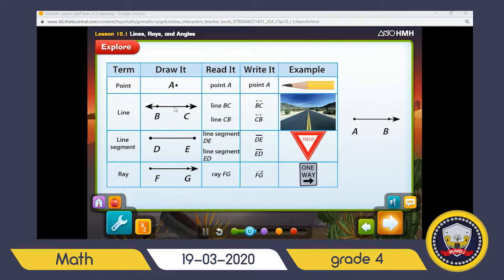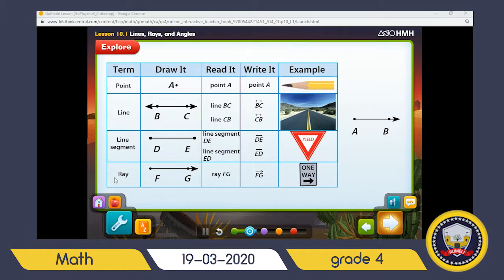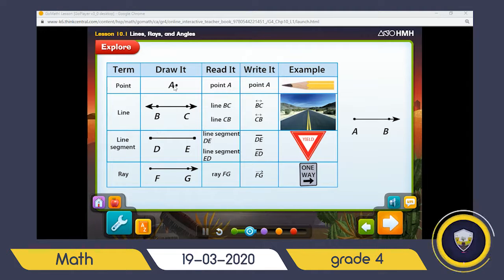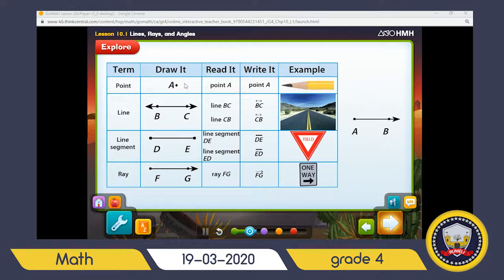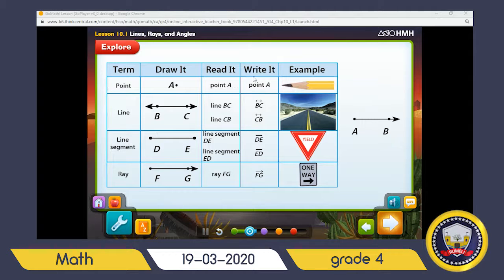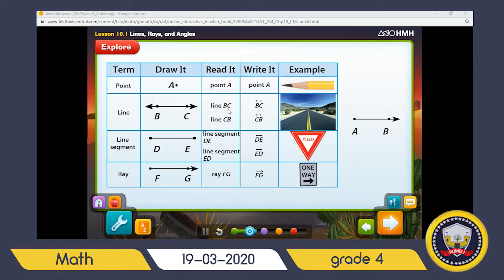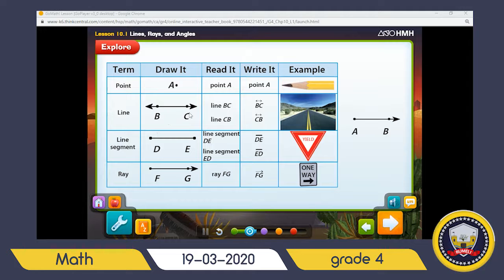Okay, remember yesterday we learned about point, line segment and ray. So if I want to draw a point, I need to give it a name, and while reading this I'm reading it like point A, and while writing I also write point A. What about line? Check the line. So I said BC line or CB line. I can switch their places, so it will be represented by the same line.